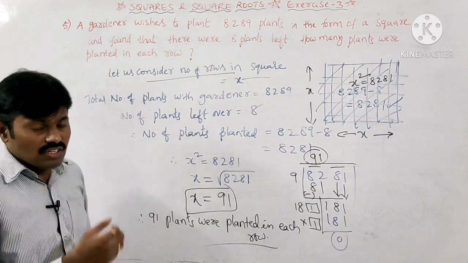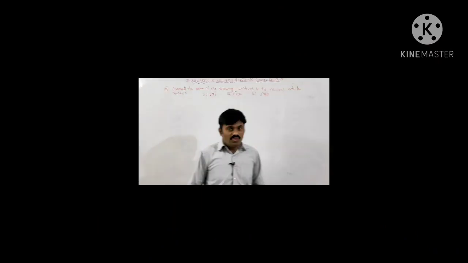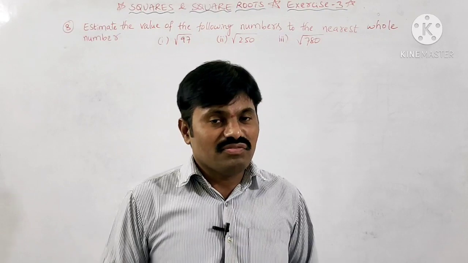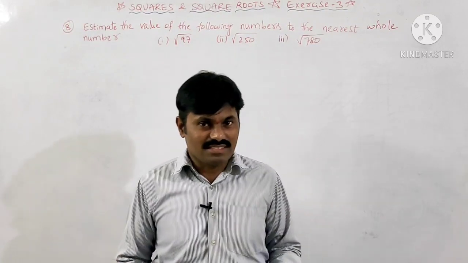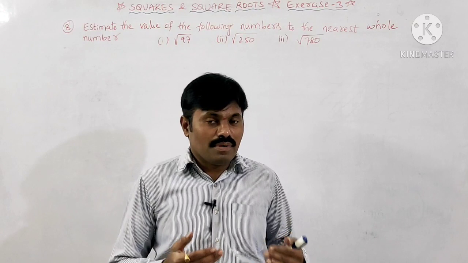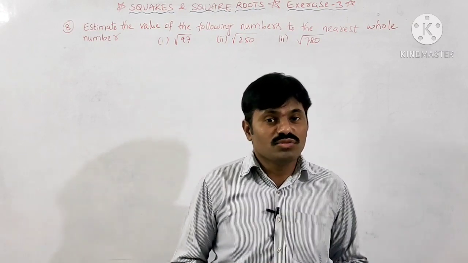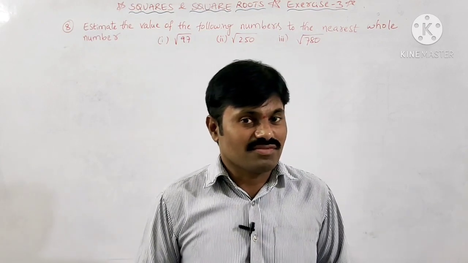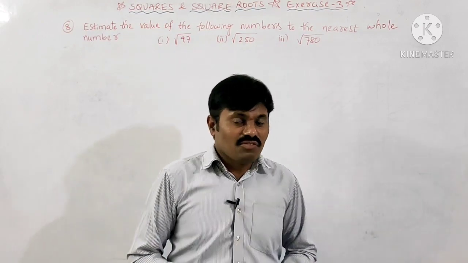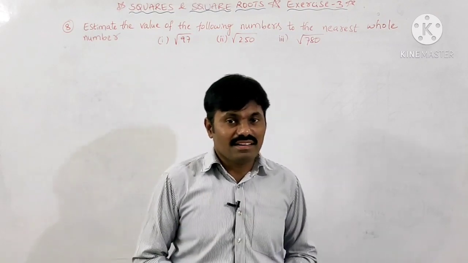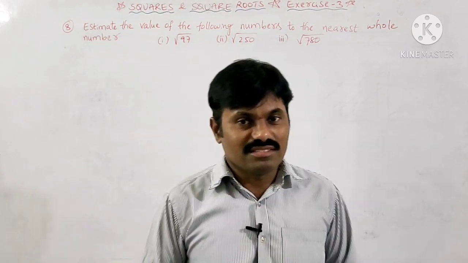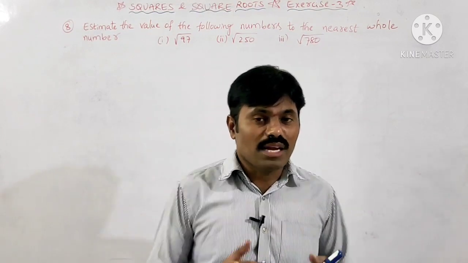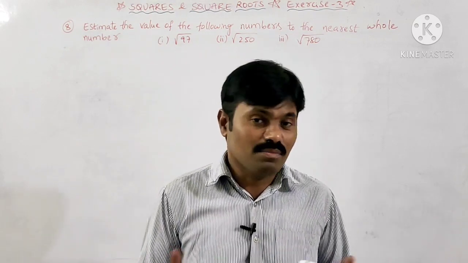Okay, so we jump into another problem. So far we have learnt the method for finding the square roots of perfect squares. But we don't know how to find the square roots of non-perfect squares, so in this case we have to estimate them. Then how to estimate the square roots of non-perfect squares? In physics and chemistry, sometimes we need to find the square roots of non-perfect squares.